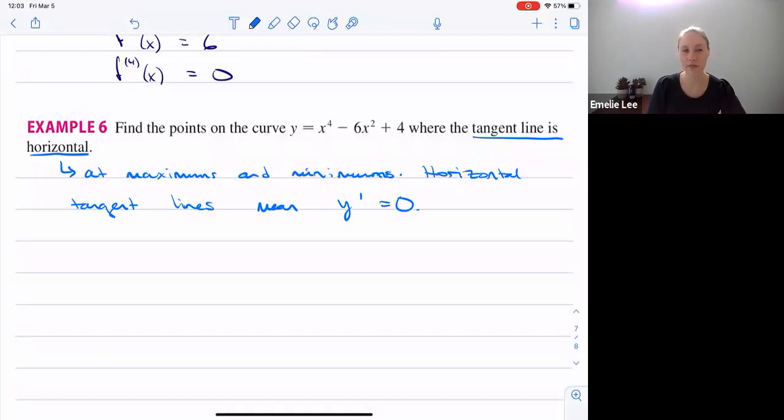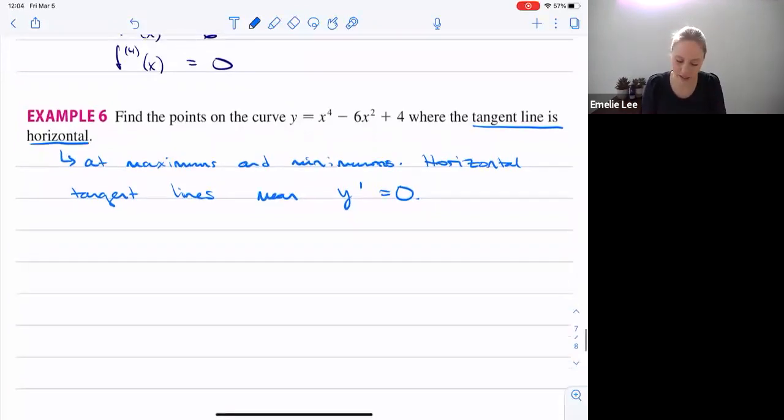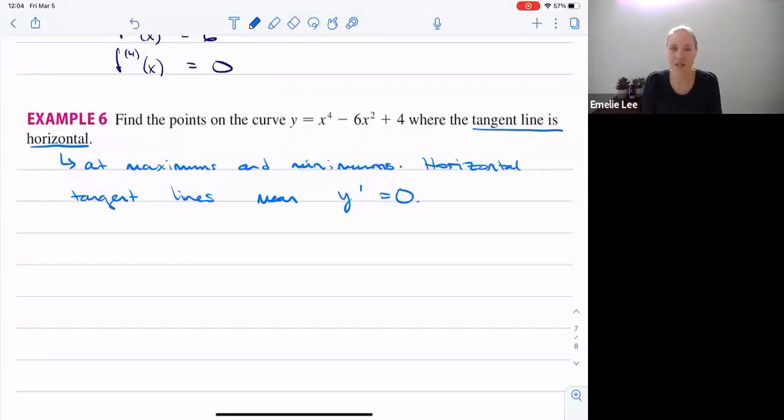So what we'll do, and this is a pretty common question that we ask in this course, especially because it's so important to be able to optimize things, so getting used to this type of problem is a good idea. Where is this tangent line horizontal? Well, a horizontal tangent line is a slope of 0. So you have to first find the derivative and then set it equal to 0, and then find the values of x that make that happen.